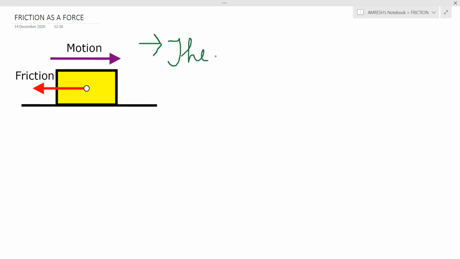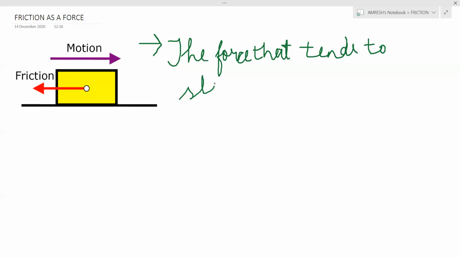Please write the definition. The force that tends to stop a moving object. Understood? That is known as friction.